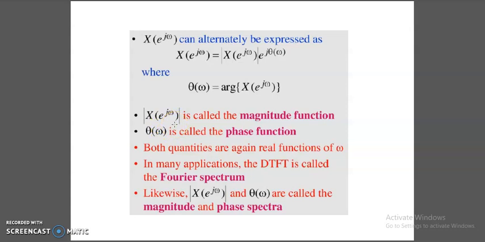In many applications, the DTFT is called the Fourier spectrum. So we can say that modulus of X of e raised to j omega is the magnitude spectrum and theta of omega is the phase spectrum.